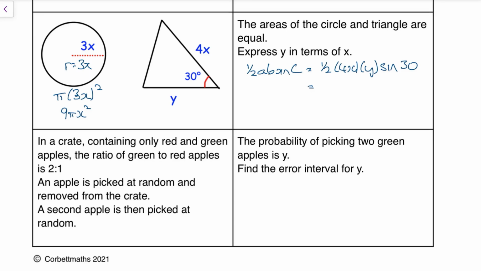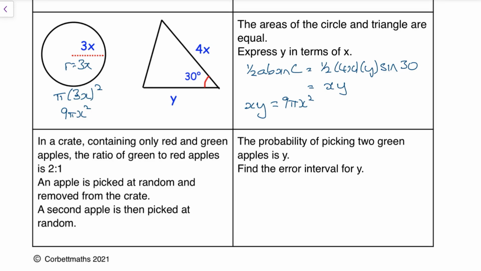So in other words, that's a half times 4 times a half, which goes away, and that just leaves me with xy. This one falls out quite nicely, doesn't it? Now, the question says, again, always go back to the question, just be really careful. The areas of the circle and the triangle are equal. So therefore, xy is equal to 9 pi x squared.